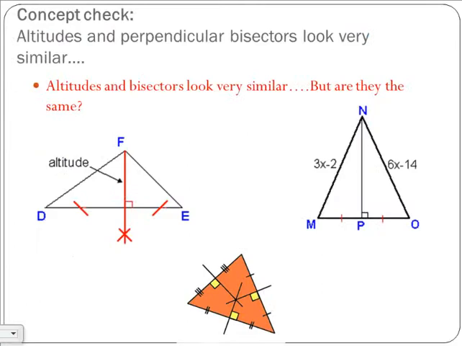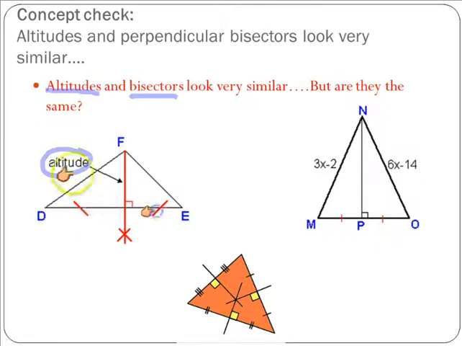All right, so let's make sure we understand that. Altitudes and bisectors look very familiar, but they are not the same. So let's review the difference really quick. An altitude starts at a vertex and then it has to intersect the opposite side at a right angle. Does it divide the side into two equal parts that it intersects?